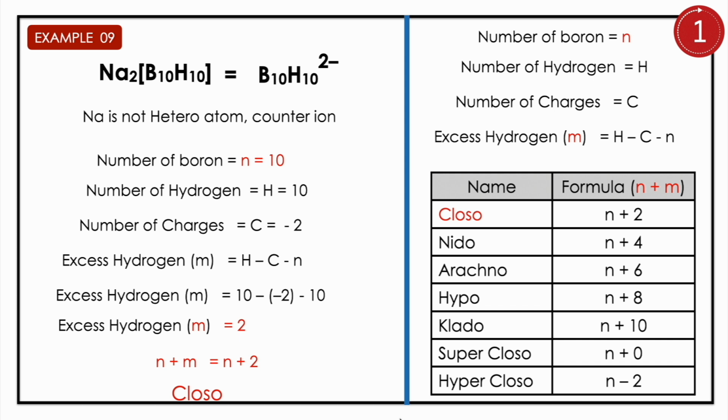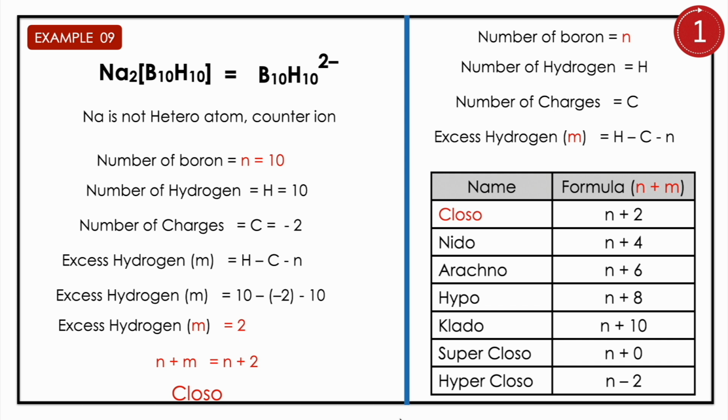So it is a simple borane. We will apply the normal rule. Here the number of borons is 10, so N equals 10. Number of hydrogens is 10, so H is 10. Charge is minus 2, so C is minus 2. The excess of hydrogen formula is H minus C minus N. So H is 10, C is minus 2, N is 10. If you substitute in the formula, you have M equals 2.